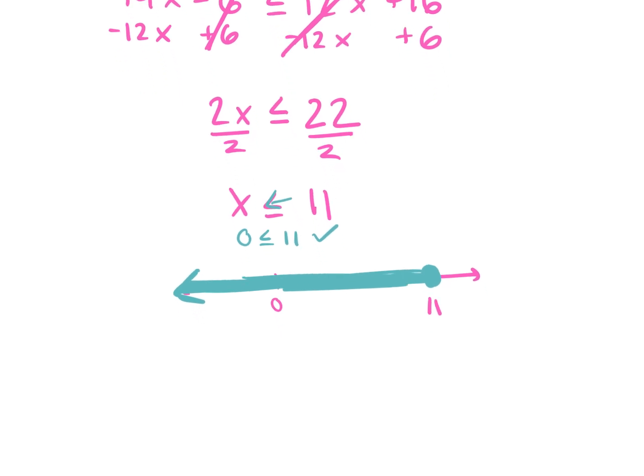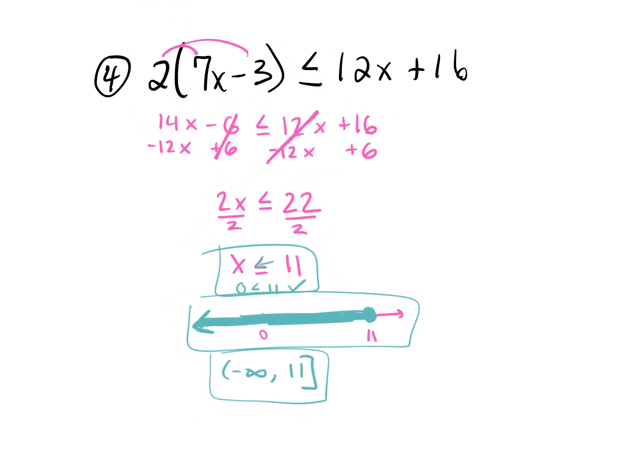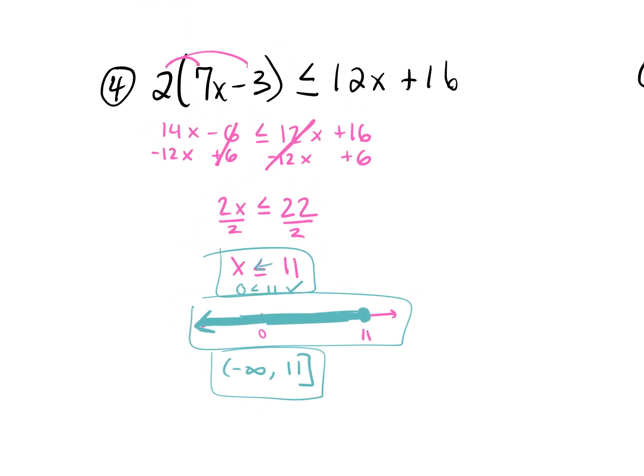Now, how would we write this in interval notation? Negative infinity comes first, because negative infinity is smaller. To what number? To 11. Bracket or parentheses at 11? Bracket. So these would be our 3 answers. Any questions here? Yeah. Infinity is always gonna have parentheses. Infinity or negative infinity will always have parentheses, yes.